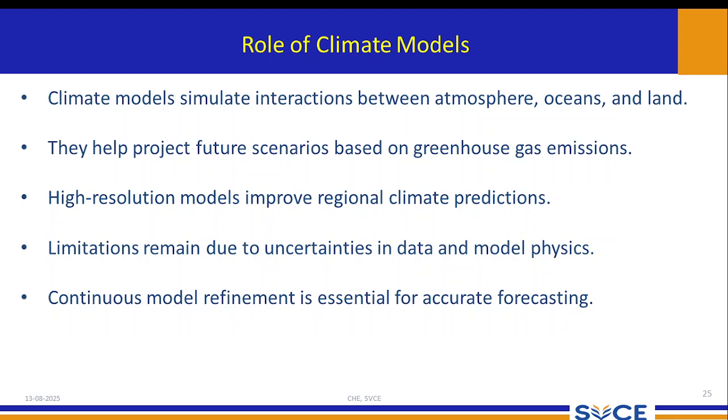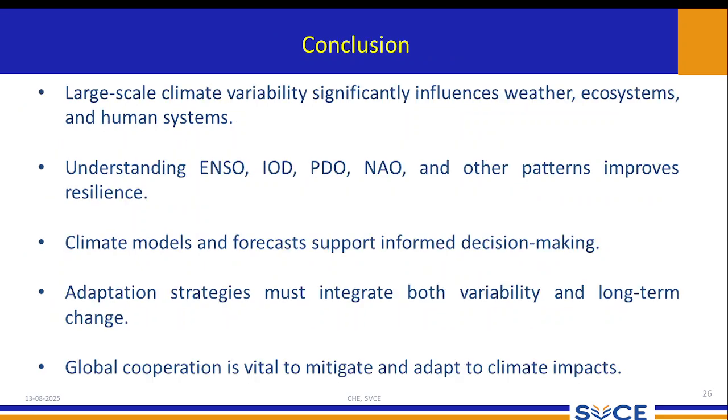But forecasting for regional areas or on a large scale is not easy. The hypothesis they have may be valid or may not be valid, or the accuracy is not 100% true. These are the constraints we used to have. The role of climate models: the climate models simulate the interaction between the atmosphere and ocean layers. They help project the future scenarios based on the greenhouse gas emission.